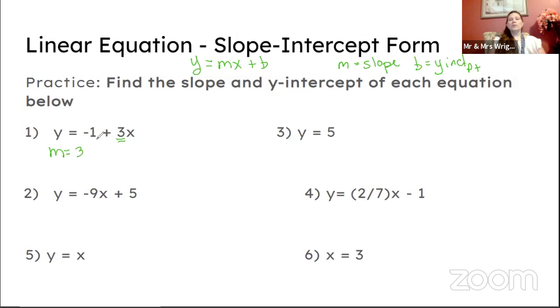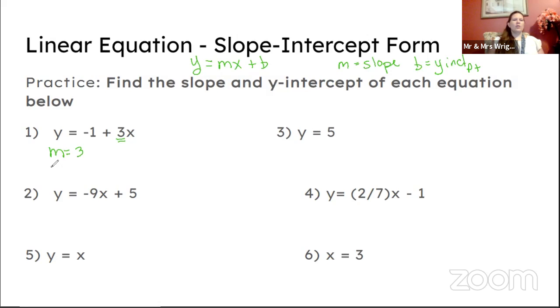Now remember, slope always has 2 parts, rise and run. Even though this is a whole number, let's think of it as a fraction. Our rise is 3. What is our run, our horizontal change? Well, 3 written as a fraction is 3 over 1. So this is a rise of 3 and a run of 1, or horizontal change of 1. So m equals 3.